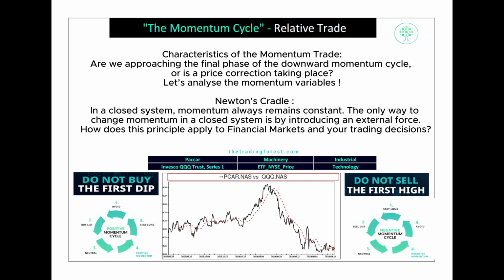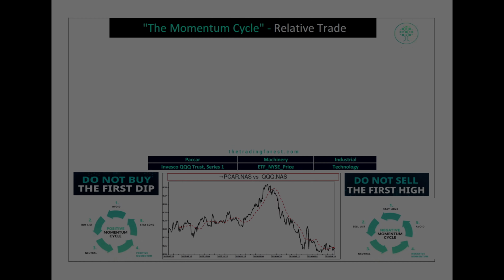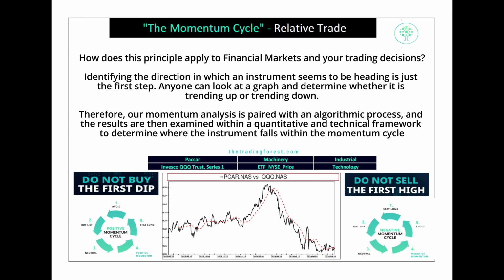Newton's cradle. In a closed system, momentum always remains constant. The only way to change momentum in a closed system is by introducing an external force. How does this principle apply to financial markets and your trading decisions? Identifying the direction in which an instrument seems to be heading is just the first step. Anyone can look at a graph and determine whether it is trending up or trending down.